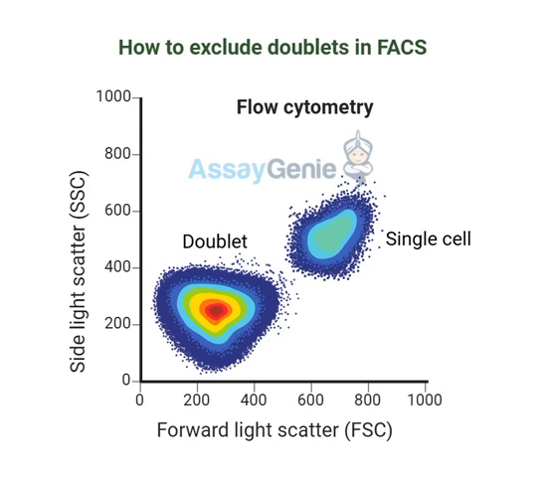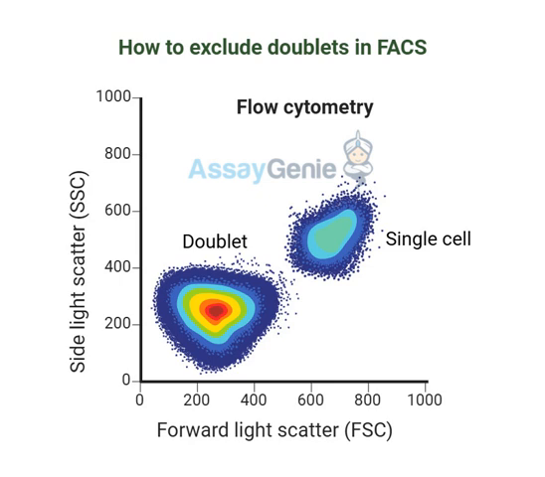Exactly. First, we use something called forward scatter to get rid of the really obvious ones, the big doublets. That's the first line of defense, right? Catching the most obvious rule breakers. You got it. But some doublets can still slip through. So we use another gate that looks at the width of the light signal.